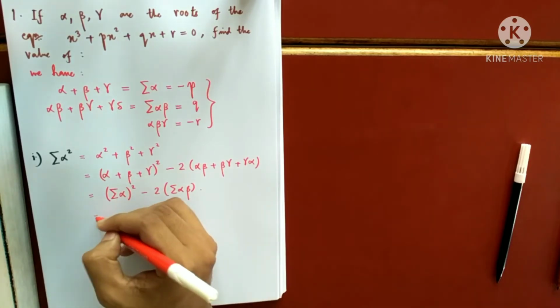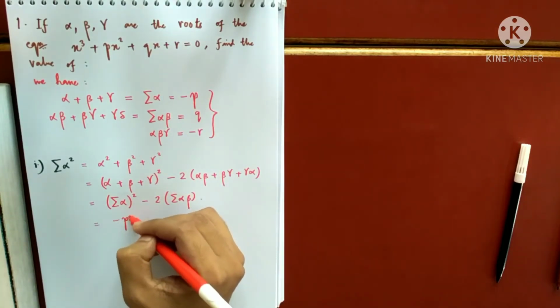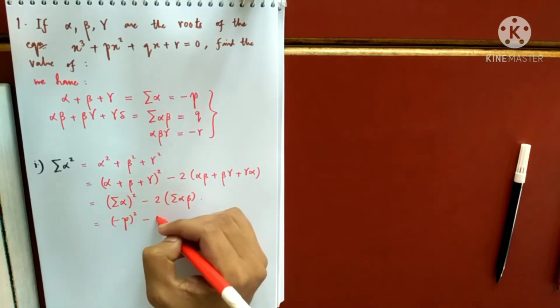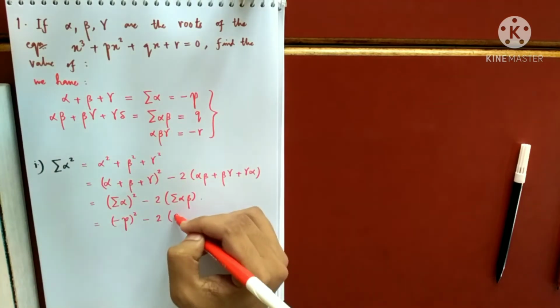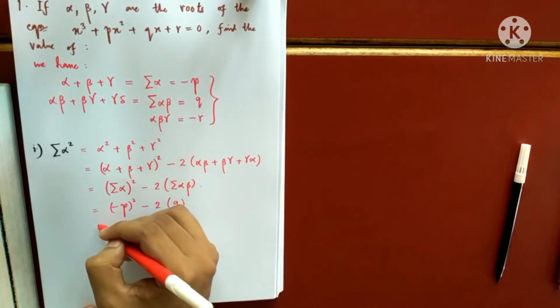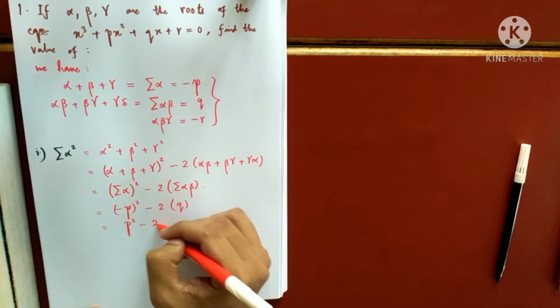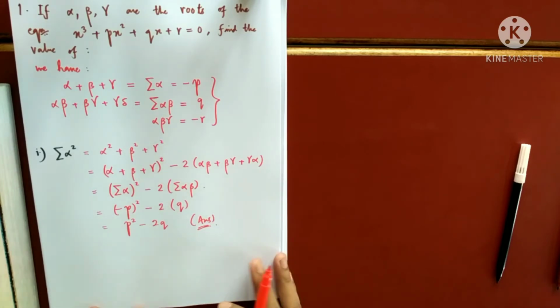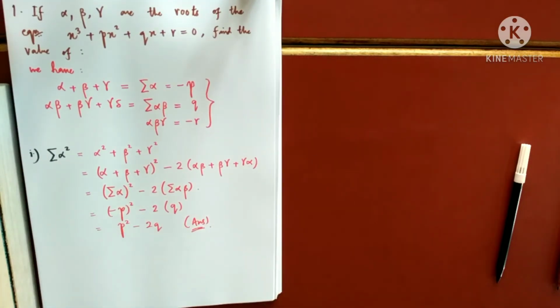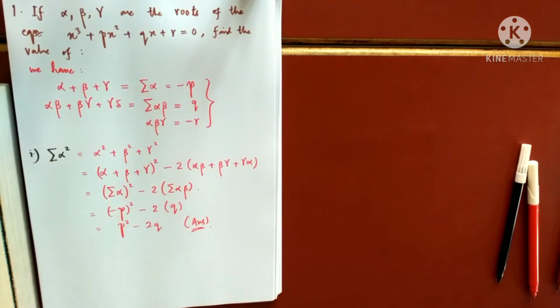Now you put the values. What is summation alpha? It is minus p. So minus p whole square minus 2 times summation alpha beta, which is q. So what is my final answer? It is p square minus 2q. So this is the value of summation alpha square. If you have any doubts, any confusion in any line, please ask.